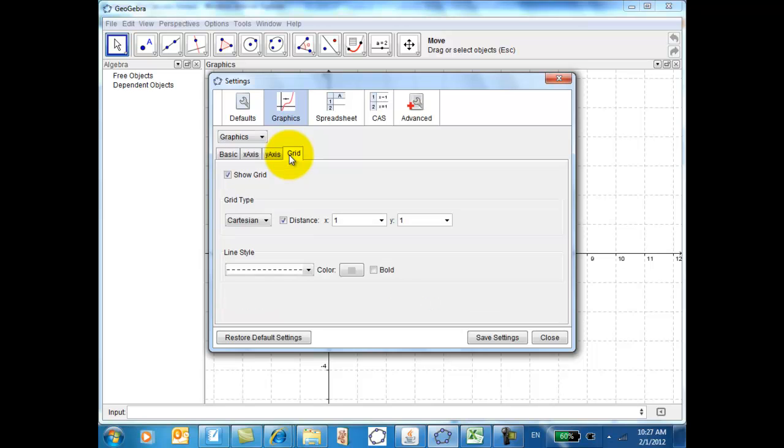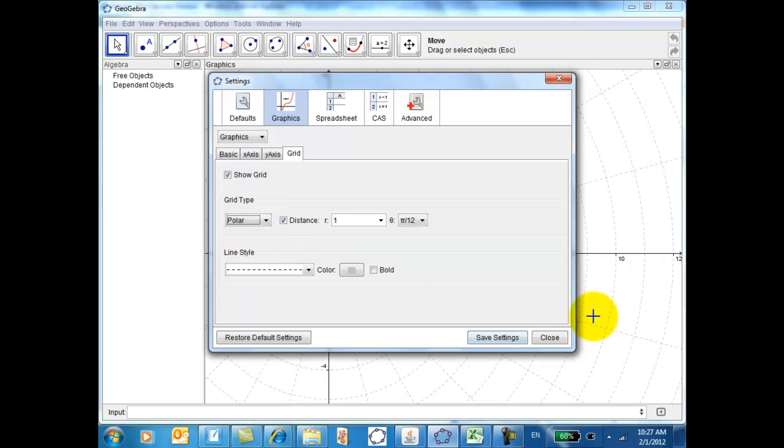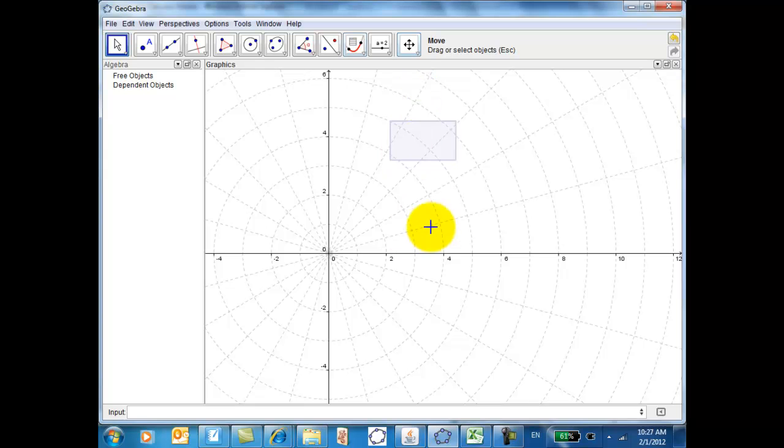Oh, the grid. We could have a Cartesian grid, an isometric grid, or the polar grid. That's what we're looking for. Okay, save the settings. Now we've got ourselves a polar grid. That looks nice, right? Now, mine looks a little distorted. How does yours look? It looks fine. Okay, great.